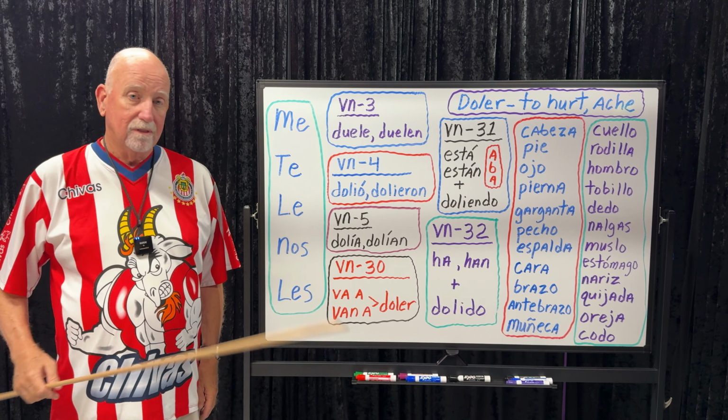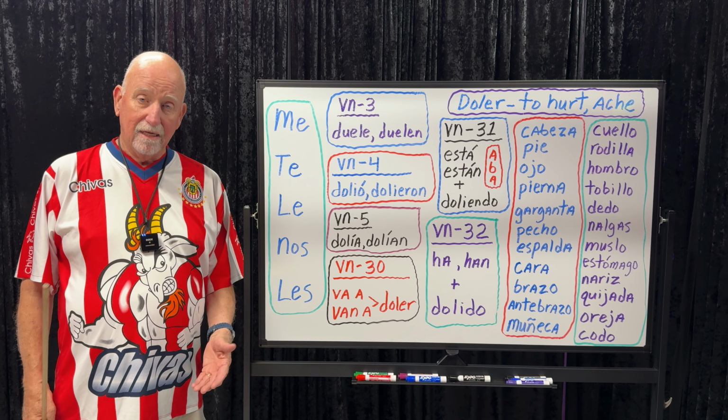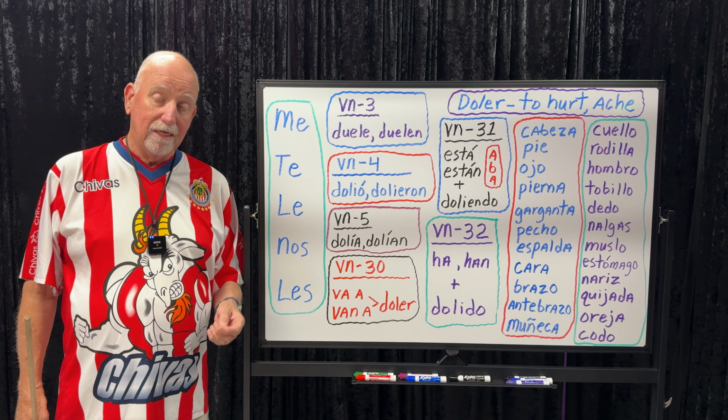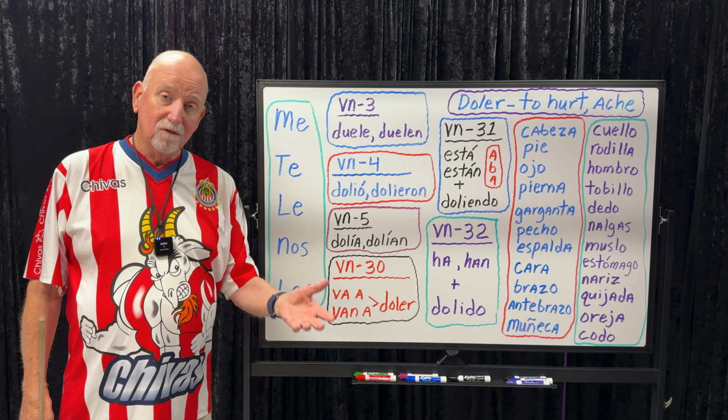El estómago. The baby has a stomach ache. Al bebé le duele el estómago. Okay? Their stomach hurts. Les duele el estómago. Let's go with quijada. His jaw aches. Le duele la quijada. My elbow hurts. Me duele el codo.